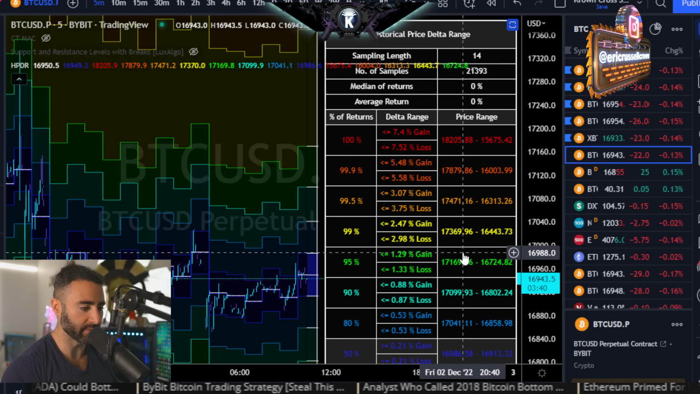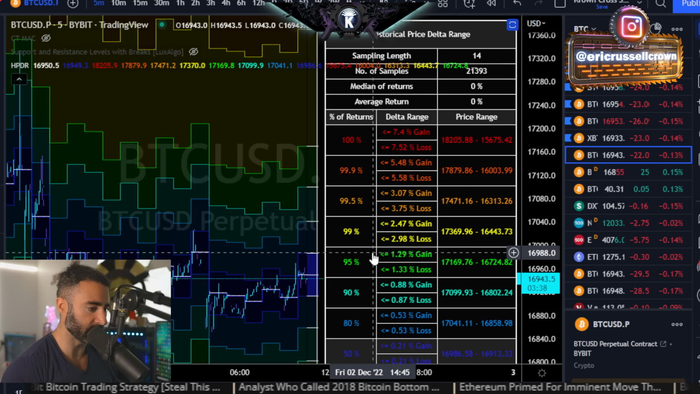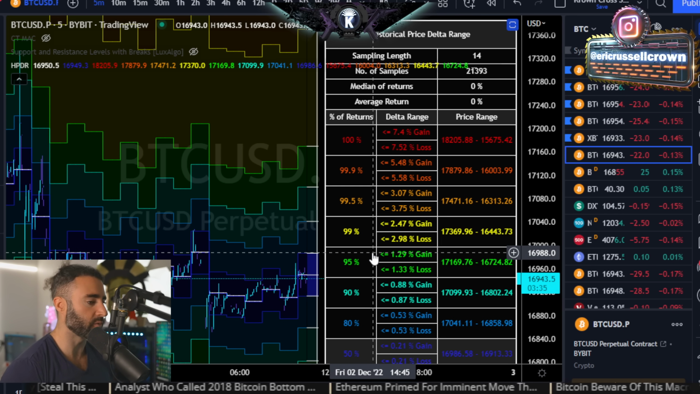The lowest probability is going to be a lot tighter. Obviously, it is a 5-minute time frame, so it's going to be like 30, 40 bucks wide.